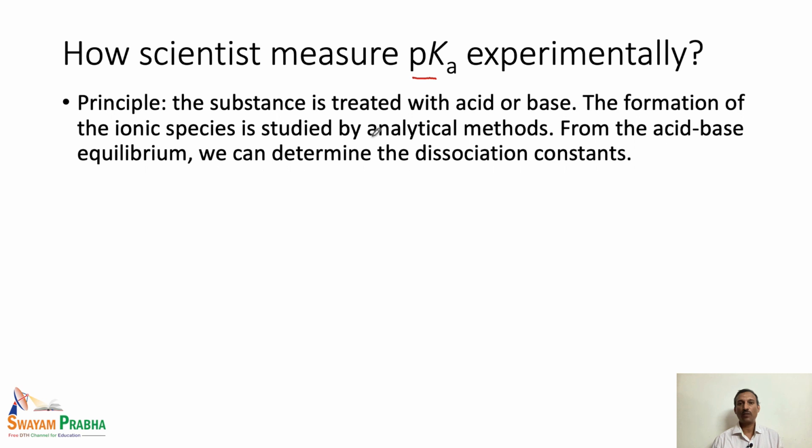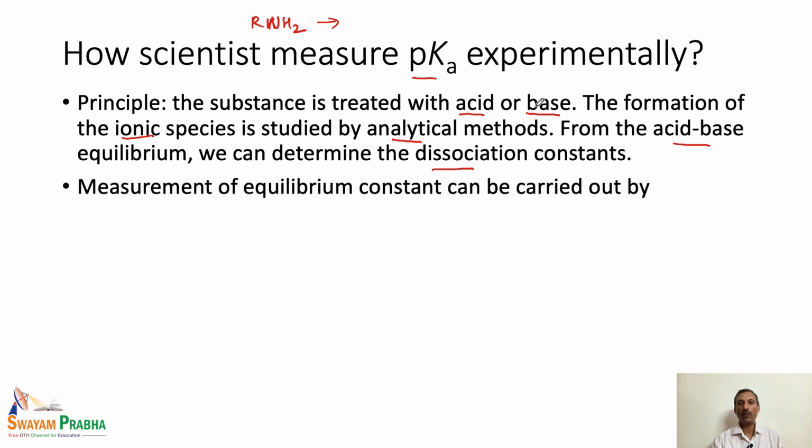So what is the basic principle behind it? Simply, a substance is treated with acid or base. So we have a substance, let us say we have an amine, NH2. This amine is treated either with acid or base. When we treat that, a proton exchange takes place. This leads to the formation of ionic species, and we can study this formation of ionic species using various analytical methods. And once we know this acid base equilibrium, we can determine the dissociation constants. Once we determine the dissociation constant, from that we can measure the equilibrium constant, and then obviously we can also study the pKa.